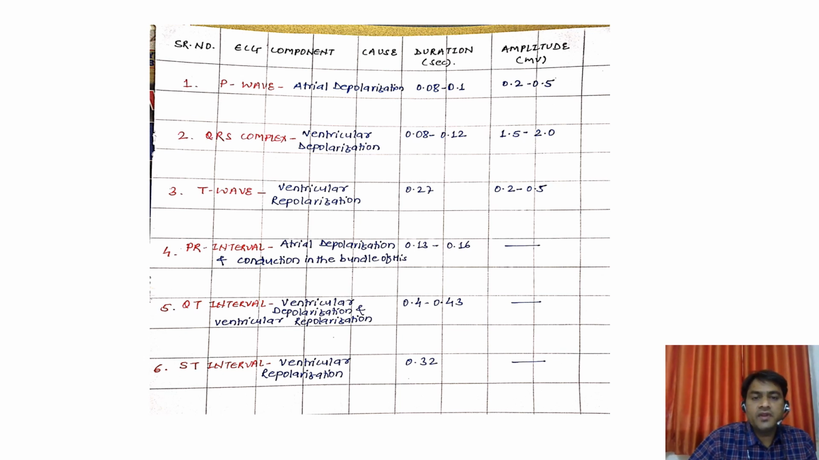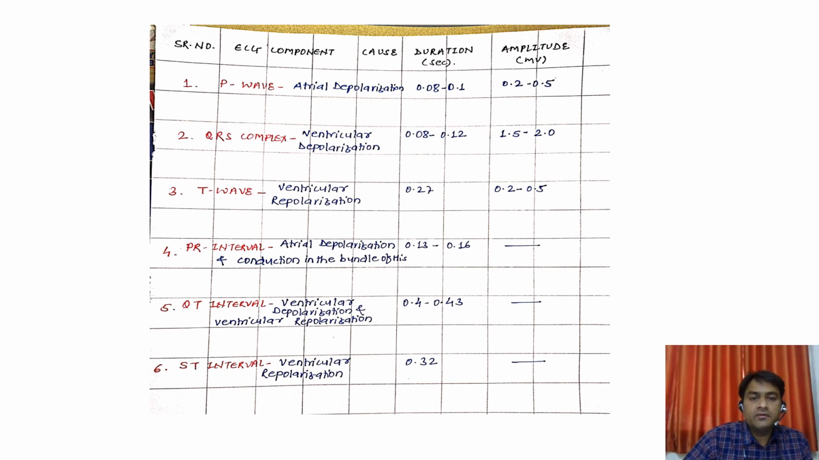QRS complex is because of ventricular depolarization. Duration is 0.08 to 0.12 seconds. Amplitude is 1.5 to 2 millivolts, so 3 to 4 times bigger than the P wave.